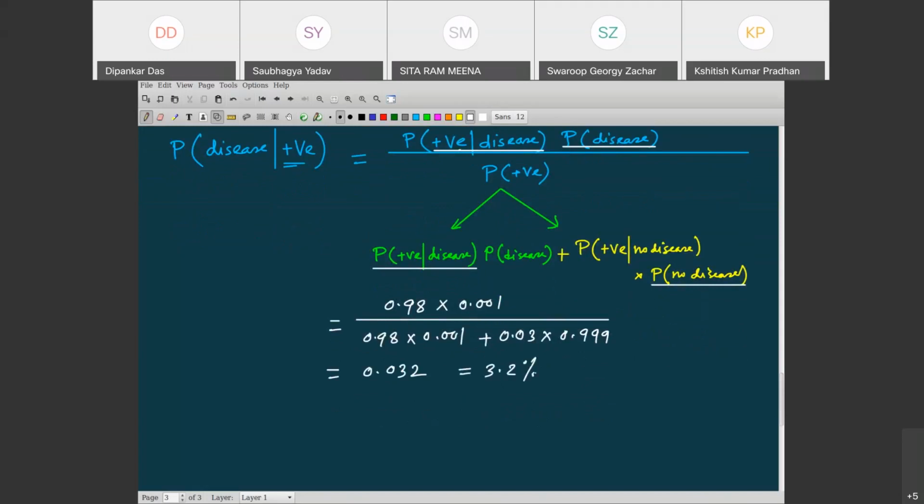So you notice that even if you test positive for this disease, since the disease is extremely rare, there is actually only a 3.2% chance that you really got the disease, that you are really infected. And that has to do with the fact that the disease itself is super rare. So how to make sense of that?